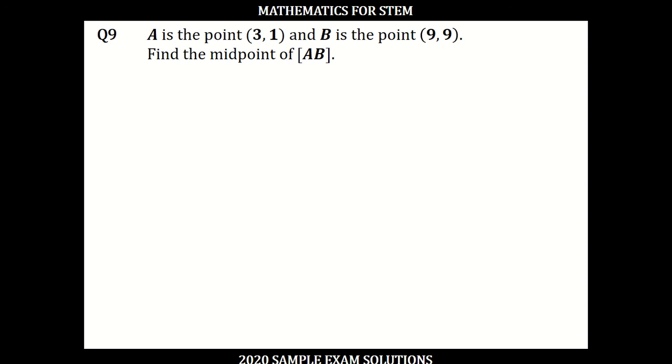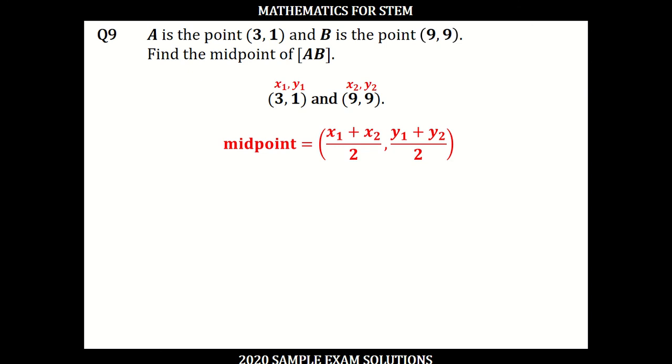A is the point (3, 1) and B is the point (9, 9). Find the midpoint of the line AB. So here, A is coordinates (3, 1) and B is coordinates (9, 9). We can label (3, 1) as x1, y1 and the point B as x2, y2. The midpoint is ((x1 + x2) / 2, (y1 + y2) / 2). So we add the x's, divide by 2, add the y's and divide by 2.